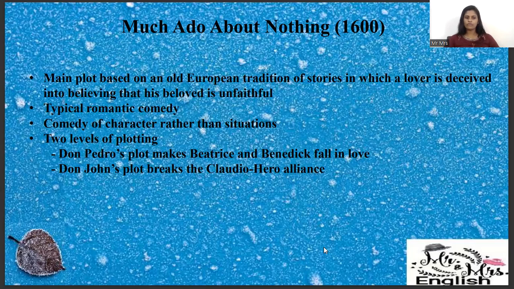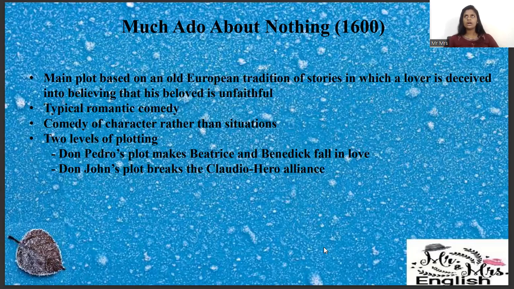And two levels of plotting are there. This is something related to the content of the play. Don Pedro's plot makes Beatrice and Benedict fall in love, and Don John's plot breaks the Claudio-Hero alliance. Actually, there are two stories. Two love stories are going parallelly in Much Ado About Nothing. One is between Beatrice and Benedict, and the next one is between Claudio and Hero.